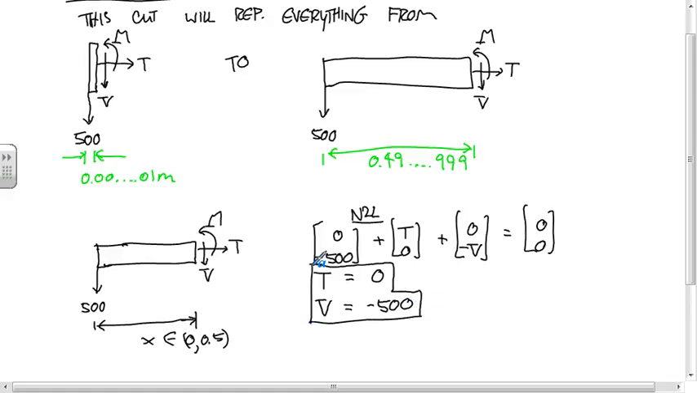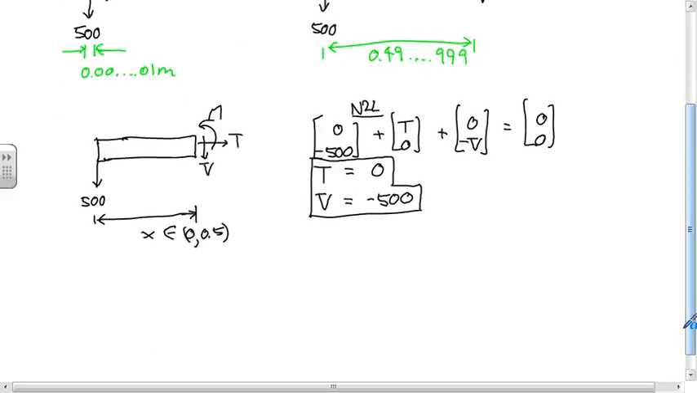Okay, so what we've just done is figured out that for every value in the range from this little sliver of material to this piece that's almost half a meter long, the tension is 0 and the shear force is negative 500. And now we're going to do the rotational equation. Our about point is going to be the left. I'm always going to do it that way.